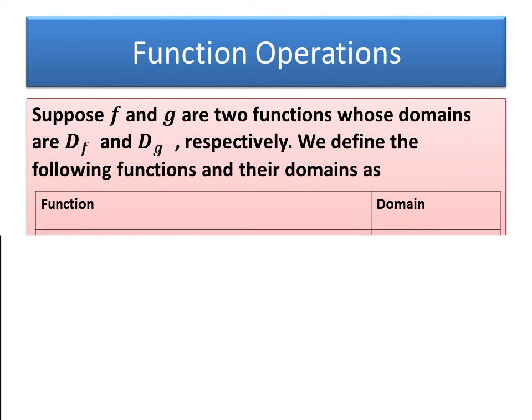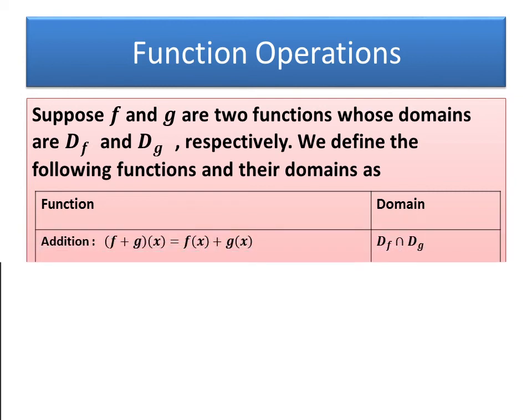We have in the beginning f plus g of x. This is equal to f of x plus g of x. The domain of this new function is the set of all real numbers on which both f and g are defined. And here the word "and" means the intersection of df and dg.